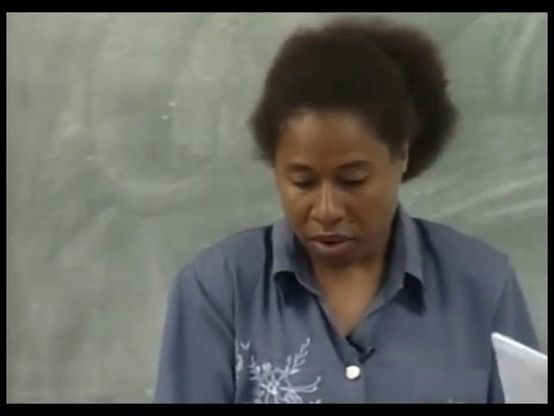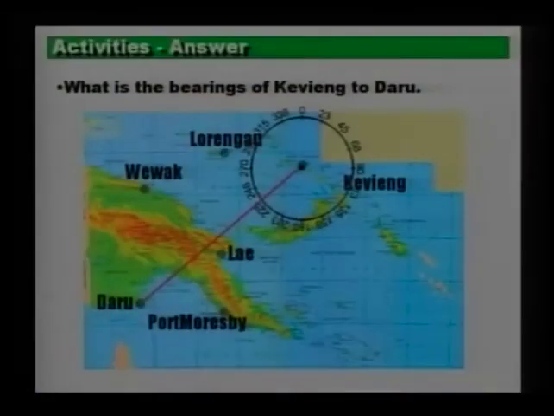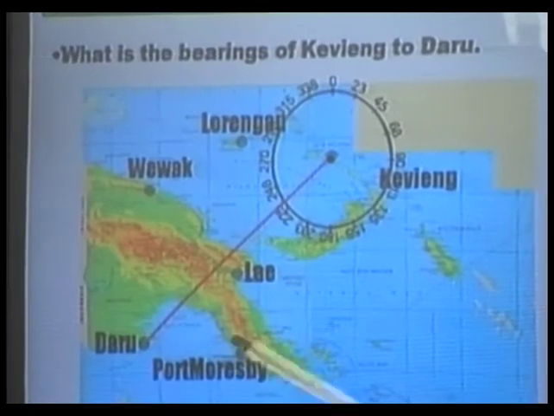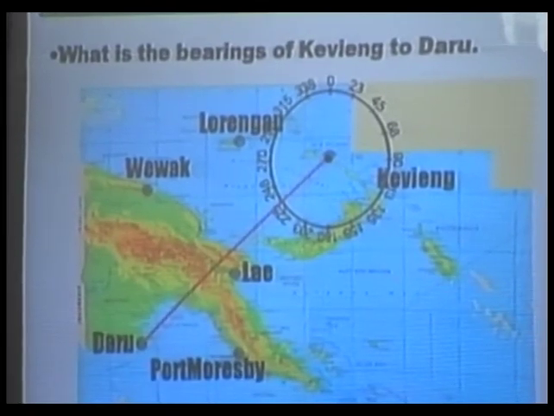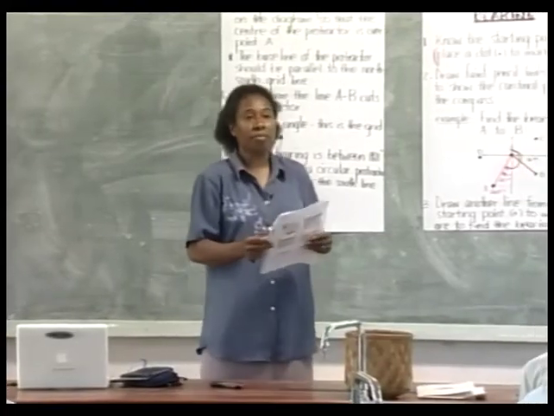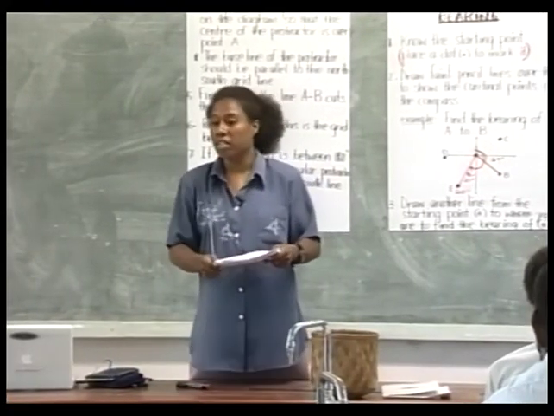Okay, the first one, we're looking at the bearing of Cavian to Daru. Cavian is our starting point. We put our indicator, the cardinal points of a compass, there, the 4 cardinal points that is. And then we rule a line to Daru so that we are able to work out the bearing. Once we have done that, we use our protractor over that. And we should end up having an answer. We'll have someone to give us the answer.